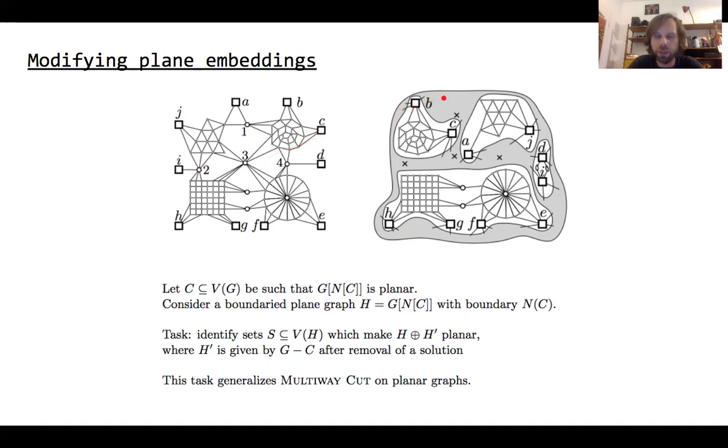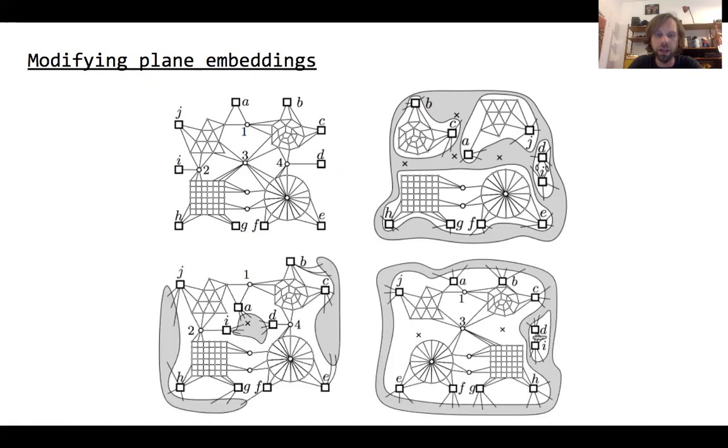In this example, we see that in the gray graph, the terminals might live on different faces. So when we want to make a common drawing for everybody, then we might need to separate these terminals from each other in the white graph in H. So this task generalizes multi-way cut on planar graphs. This problem actually does admit polynomial kernelization, but our task is slightly more difficult.